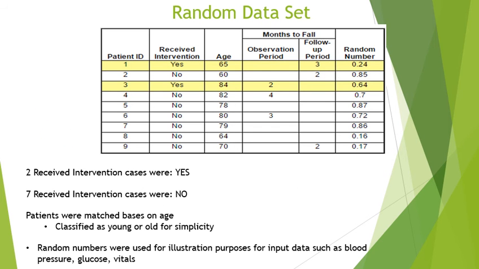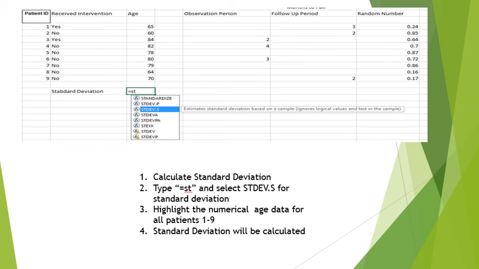In our sample values, two cases that received intervention were known as matching. We also had 7 cases which did not receive intervention. Patients were matched based on age. To simplify, they were classified as young or old. Now we will calculate the standard deviation of our data set.